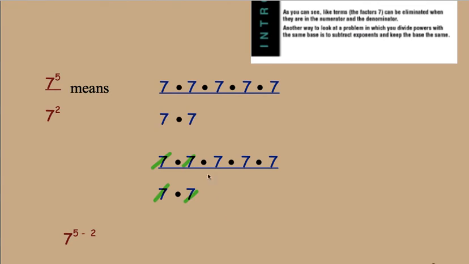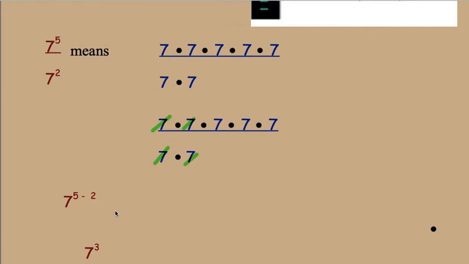Then he proceeded to cancel out any of them on the top and the bottom. This is how you're thinking about reducing. What's left? You notice right here with no highlighting there are 3 7s. So here's the shortcut: 5 minus 2 is 3. So the answer would be 7 to the 3rd power.